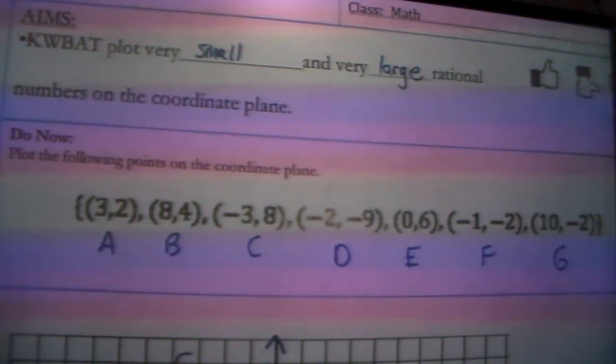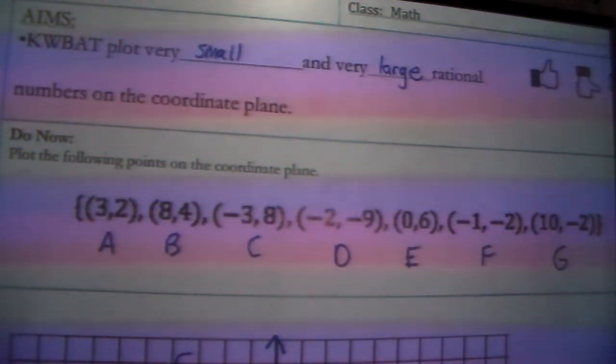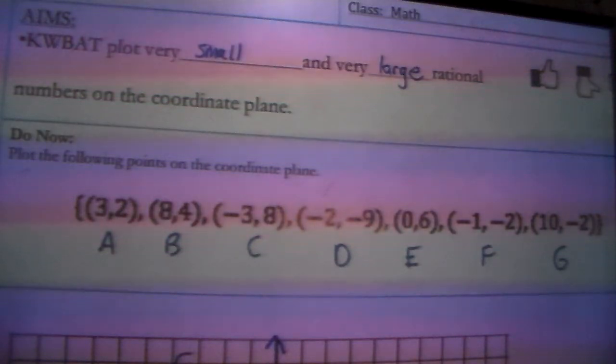So in our do now, we had some pretty reasonable numbers. These were not very small or very large. And as you can see, I've labeled mine A, B, C, D, E, F, G, so that it makes it a little easier for you to check your do now today. So let's go ahead and take a look here.